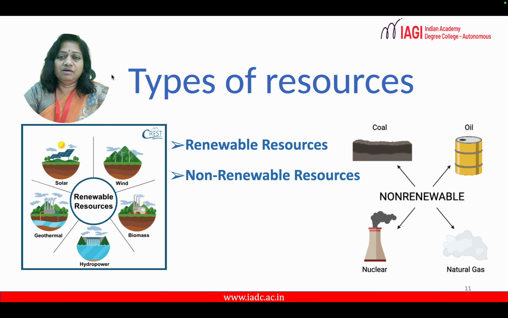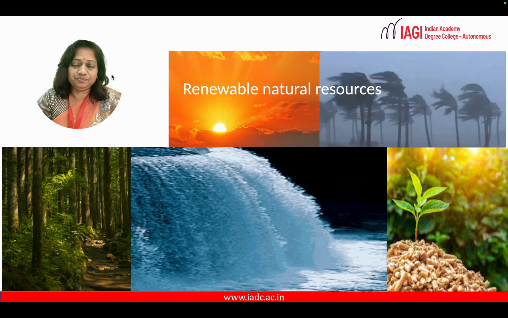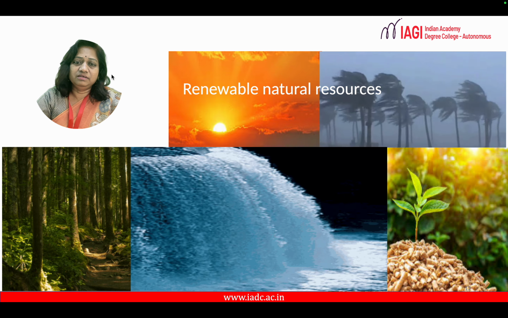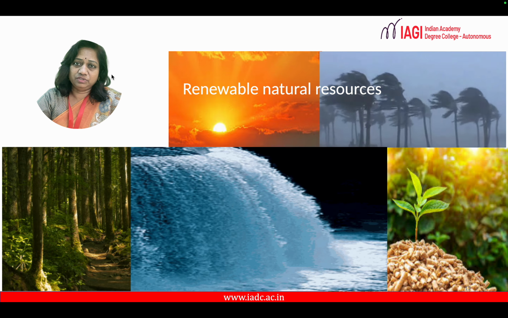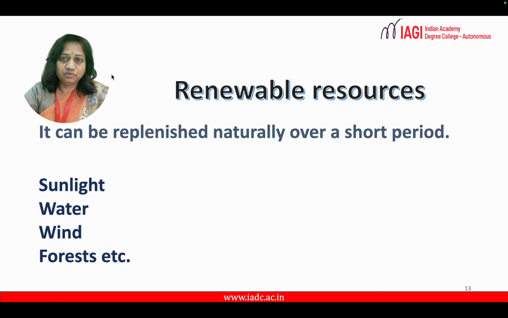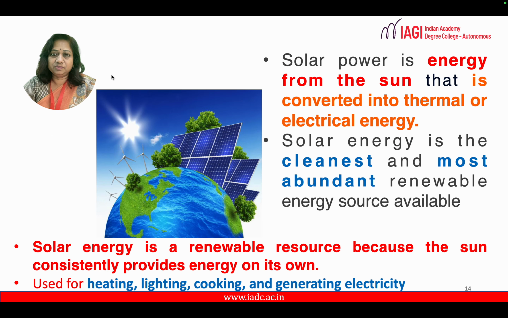Today we will see the types of natural resources. We have two types: renewable natural resources and non-renewable natural resources. This classification is mainly based on how quickly the resources are replenished. Today we will look more at renewable natural resources. Renewable natural resources are those which can be replenished in a short period of time. Examples of renewable natural resources are sunlight, wind, forest, etc. We will see them one by one in detail.